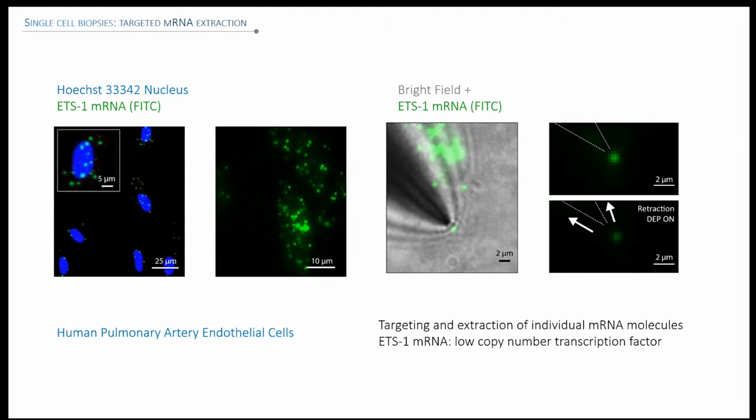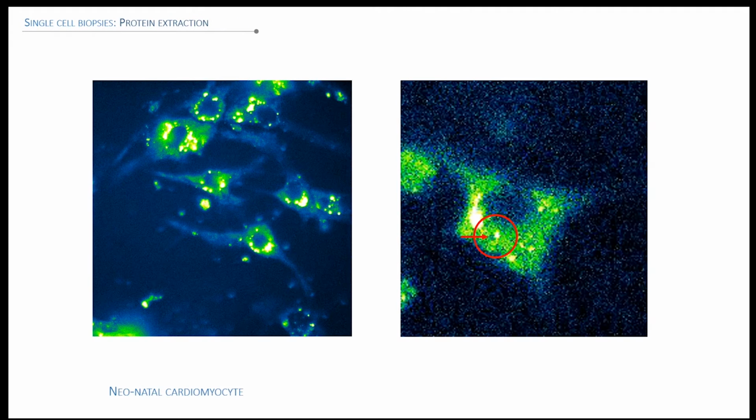The ability to operate at the single molecule level was then demonstrated by extracting individual messenger RNA molecules from the cytoplasm of individual cells. Here, in this case, proto-oncogene 1 transcription factor ETS1 mRNA was first fluorescently labeled with in situ hybridization, and then the nanotweezer was positioned adjacent to a fluorescently tagged RNA molecule, which was subsequently trapped and withdrawn from the original position in the cell. Similarly, we performed protein extraction.